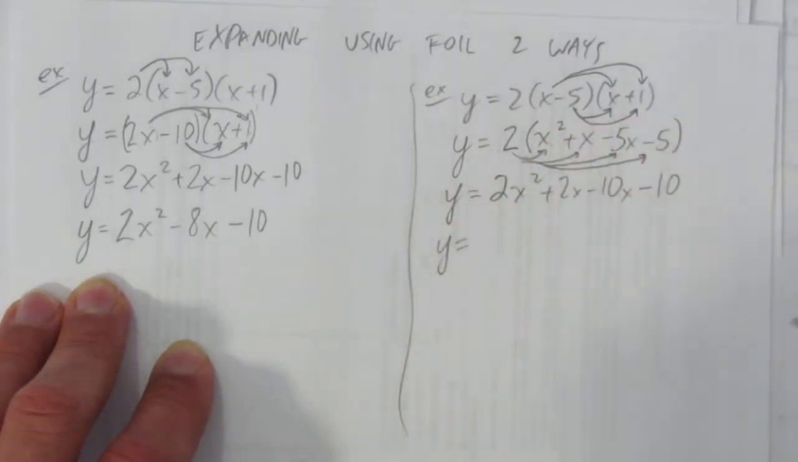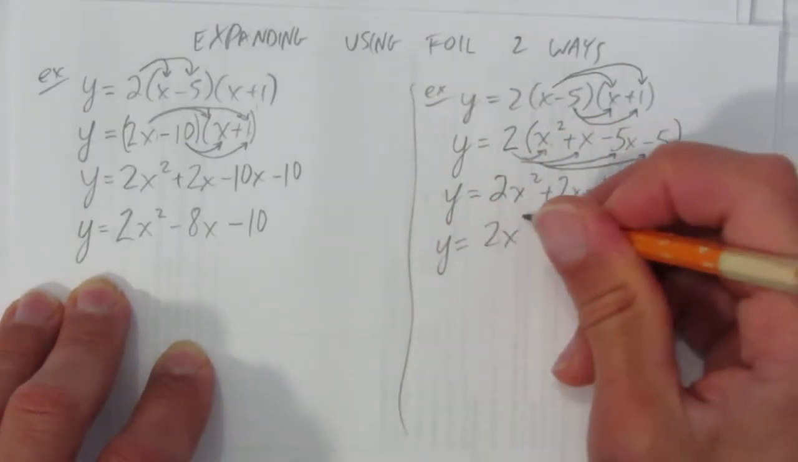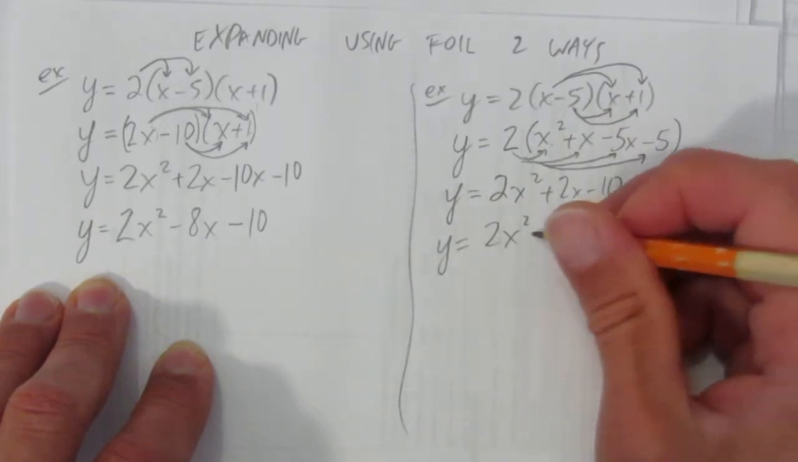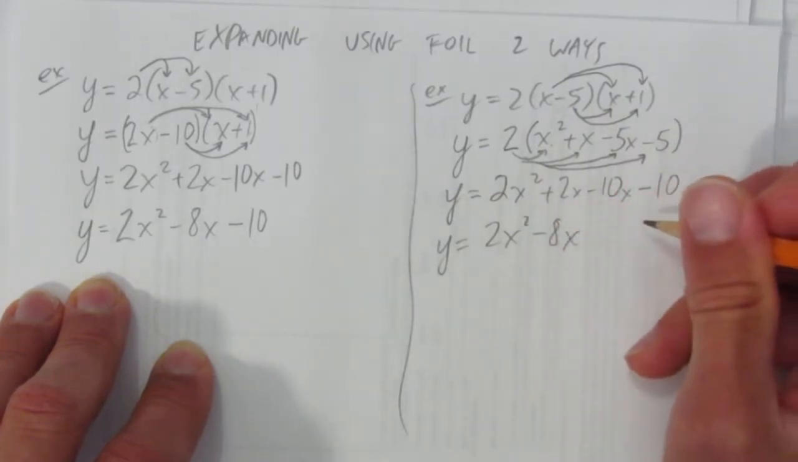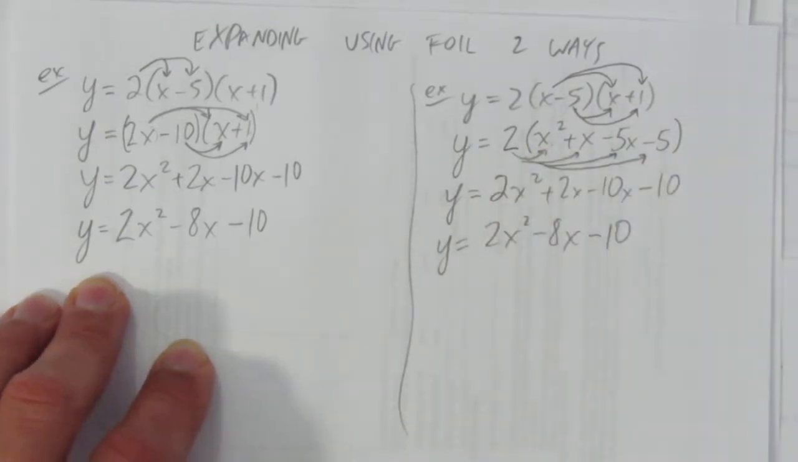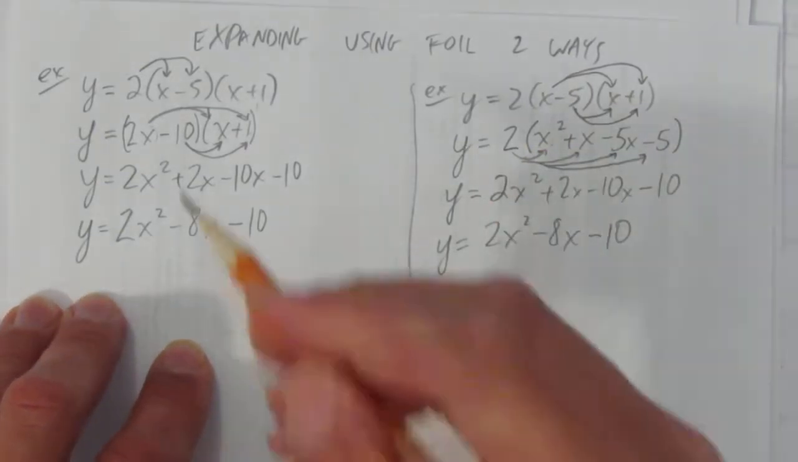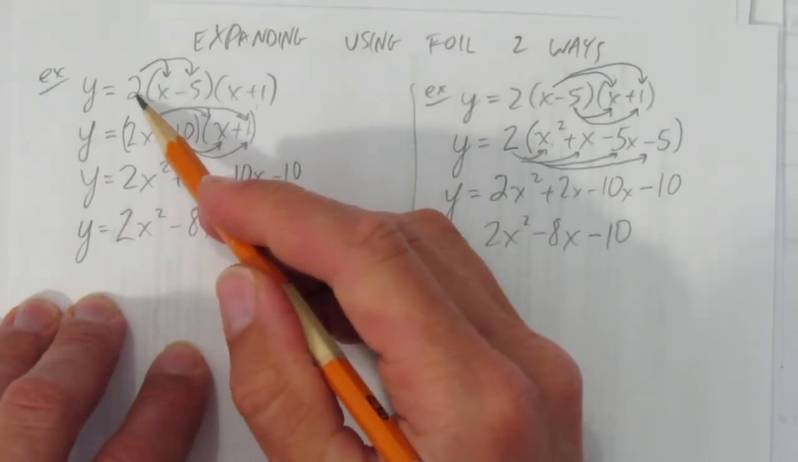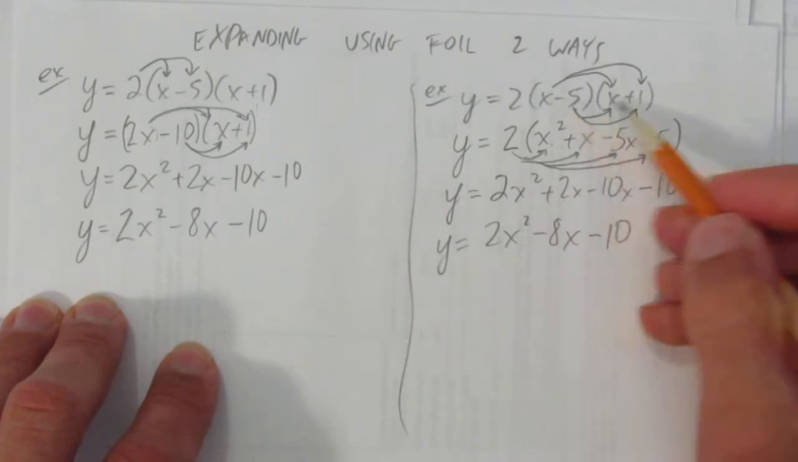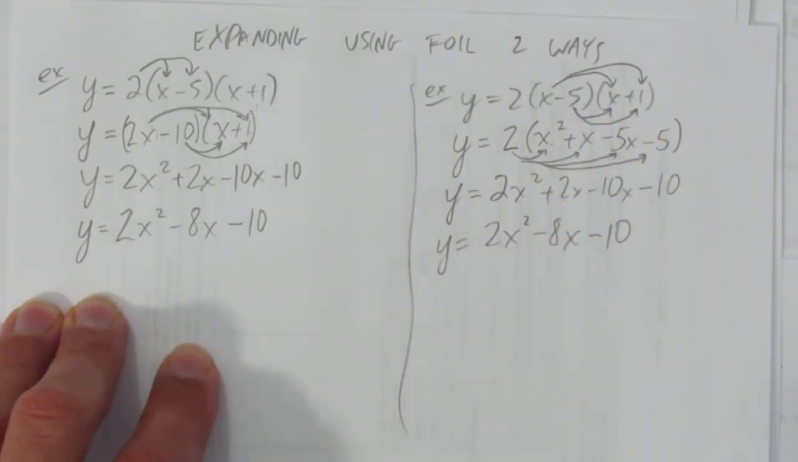And lastly, simplify. 2x squared again, plus 2x minus 10x. It's like terms, you get negative 8x. And finally, minus 10. So that's how you expand using FOIL in two different ways. Either you start by distributing this 2 into the first bracket, then FOIL, or you FOIL, then distribute the 2. It's the same amount of work, so it's really personal choice.